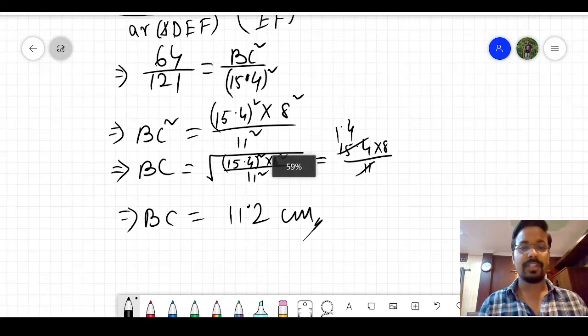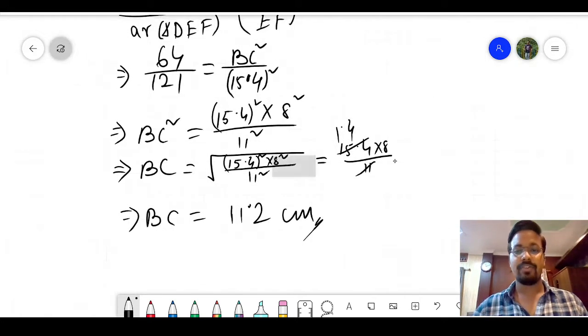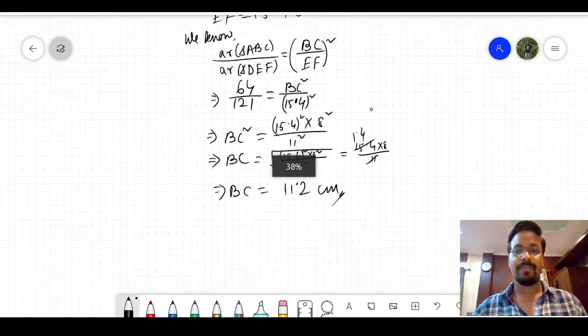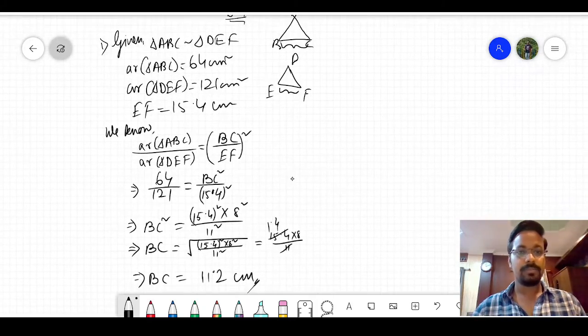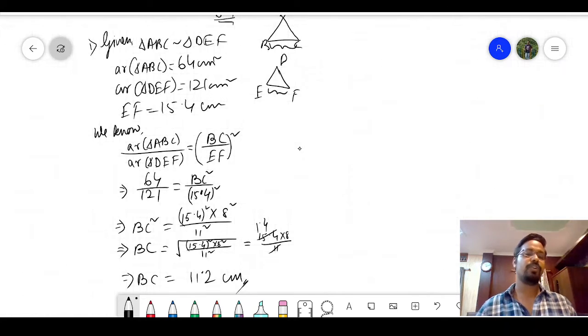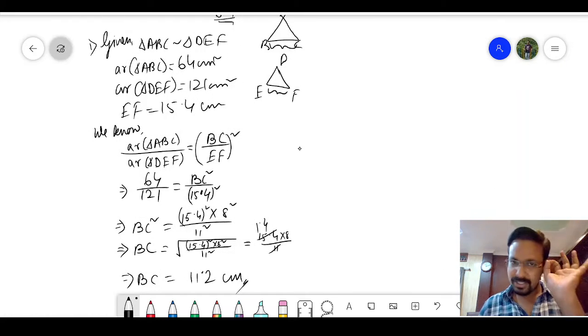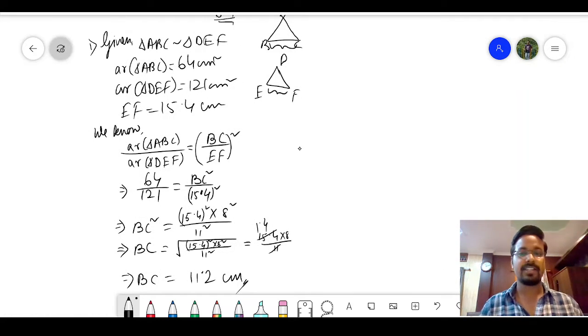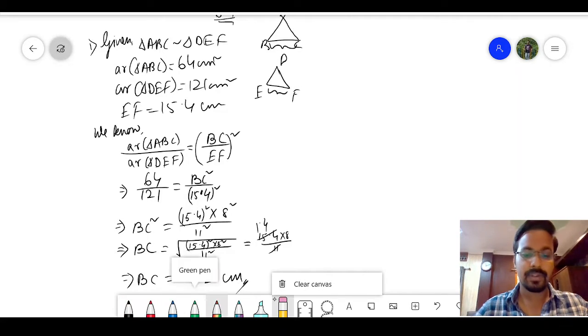We have used the simple theorem 6.6, and from there we can get this idea that BC will be equal to 11.2 centimeters. Very simple, just use the theorem. Perfect example to understand how to use a theorem. Easiest way. So done, this one is done. Let's move on to the next sum, and we are going to do number 3. So let's see how to do number 3.